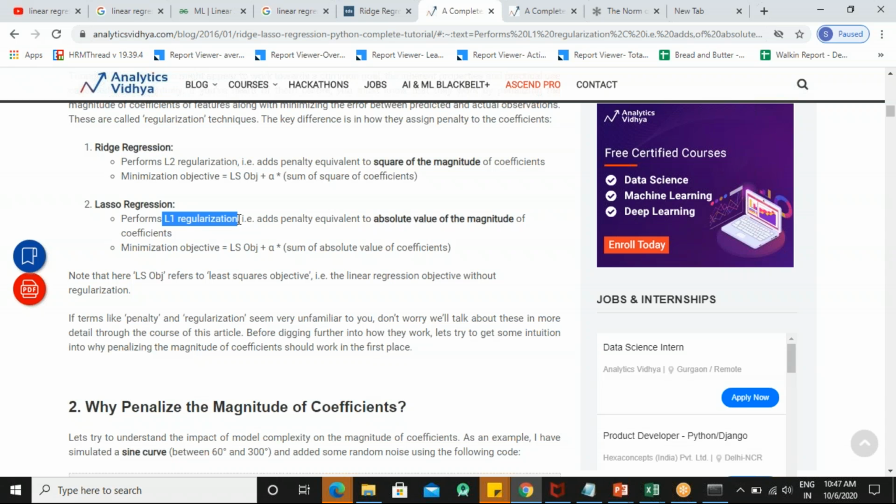So this is known as L2 regularization. This is known as L1 regularization. The answer to that lies in this thing. So if you see the minimization of an objective function. So what is the objective of ridge regression? To minimize the cost function. What is that cost function?